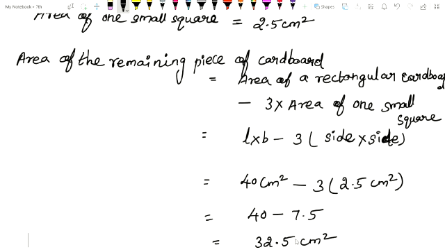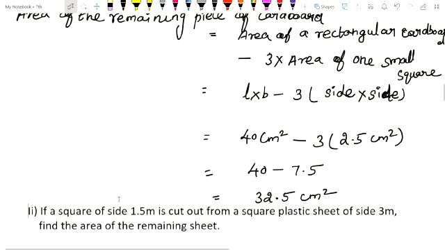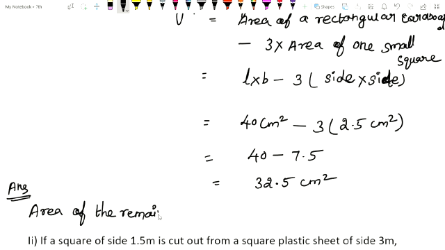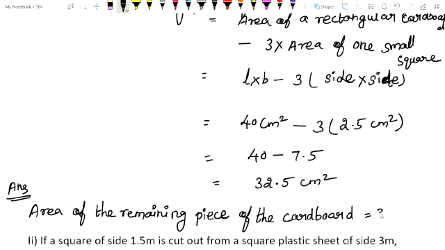Okay, so area of the remaining piece of the cardboard equal to, what is the answer? Area of the remaining piece of the cardboard equal to 32.5 cm². Do you understand, children? I repeat this.